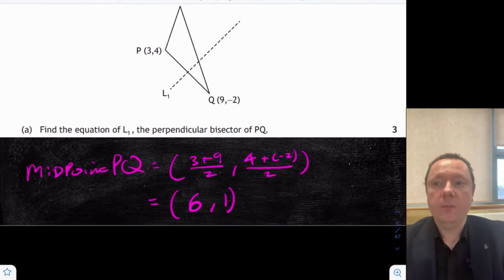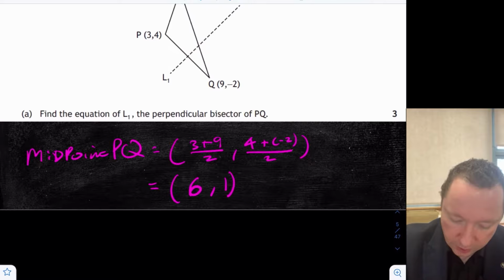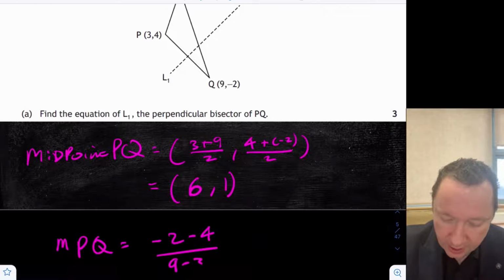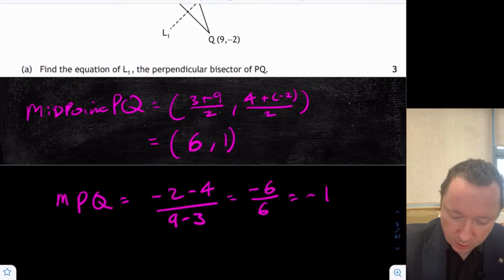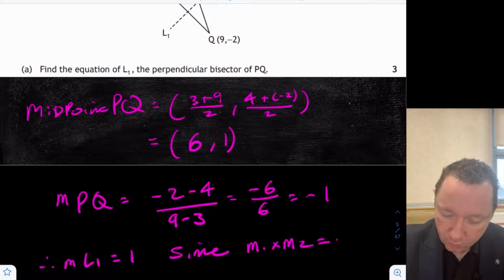So we've got our midpoint, and then we need the gradient of PQ because this is perpendicular. So the gradient of P and Q is minus 2 take away 4, y2 minus y1, over 9 take away 3, x2 minus x1. That's minus 6 over 6, which is minus 1. So therefore, the gradient of L1 equals 1 since m1 times m2 equals minus 1.